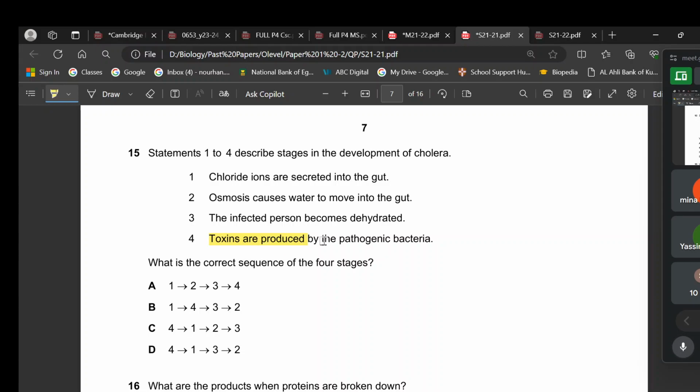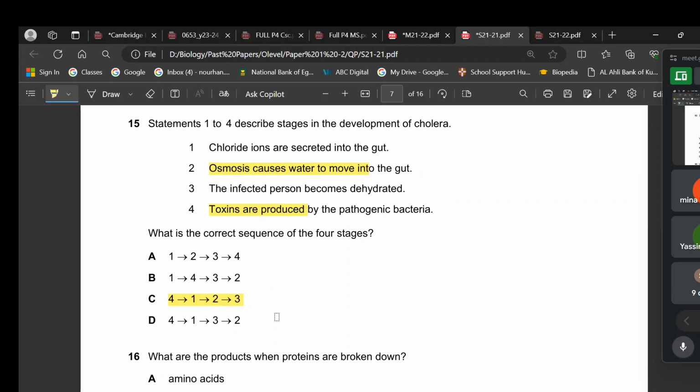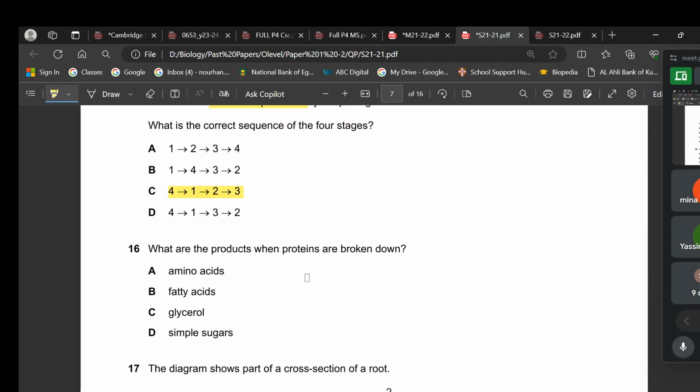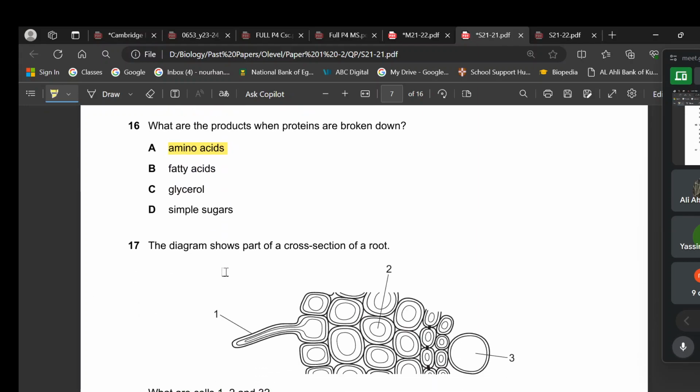After they secrete the toxins, chloride ions are secreted. Okay. And then what happens? Osmosis causes the water to move into the gut, so the person becomes dehydrated. So I will choose C. What are the products when proteins are broken down? Yes, easy question. It will be amino acids.